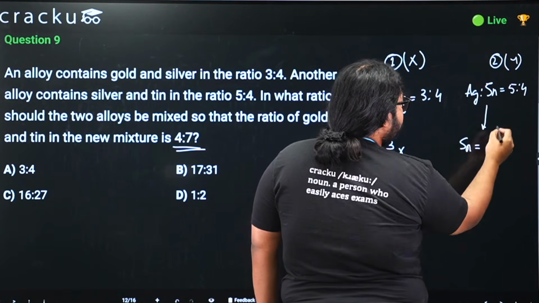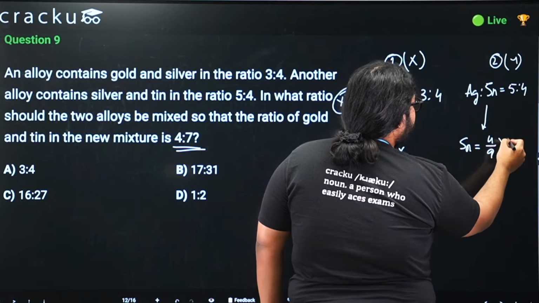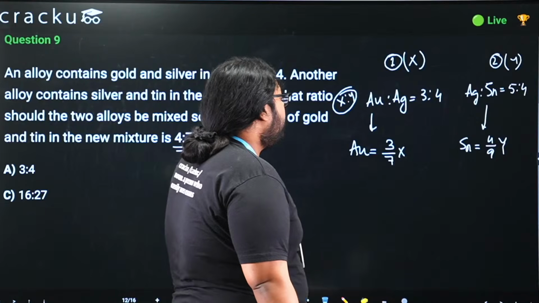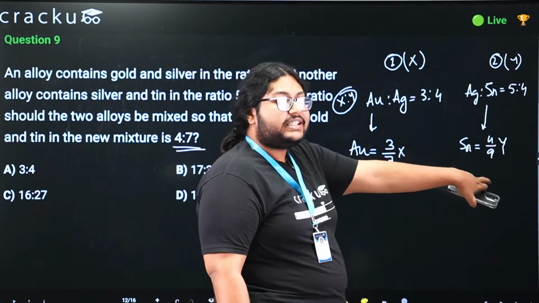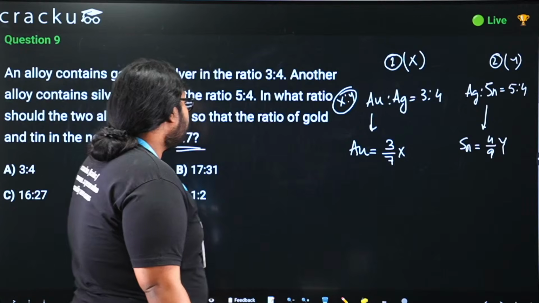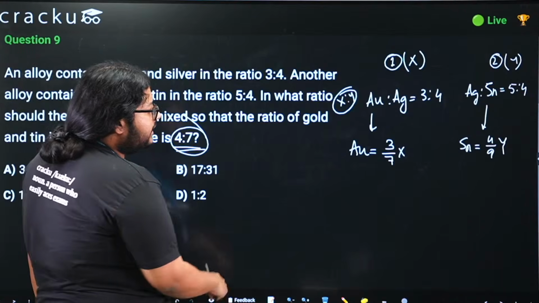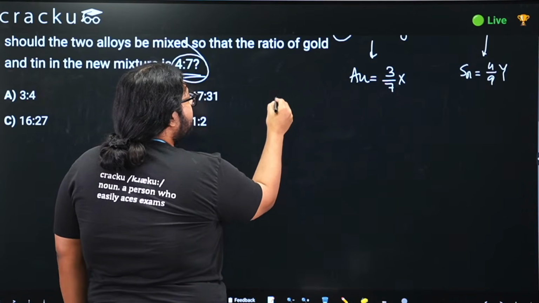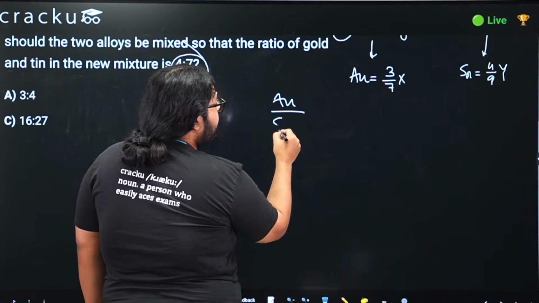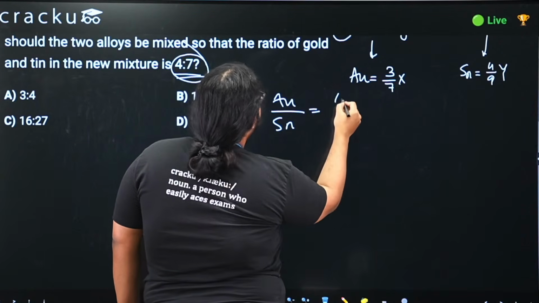Amount of tin is 4.5 plus 4, 9, 4 nines of y. This is the amount of gold and tin in the final mixture. This ratio is given to be 4:7. Equate कर देंगे, खत्म question. So Au by Sn, this should be equal to gold and tin, yeah. So 4/7.